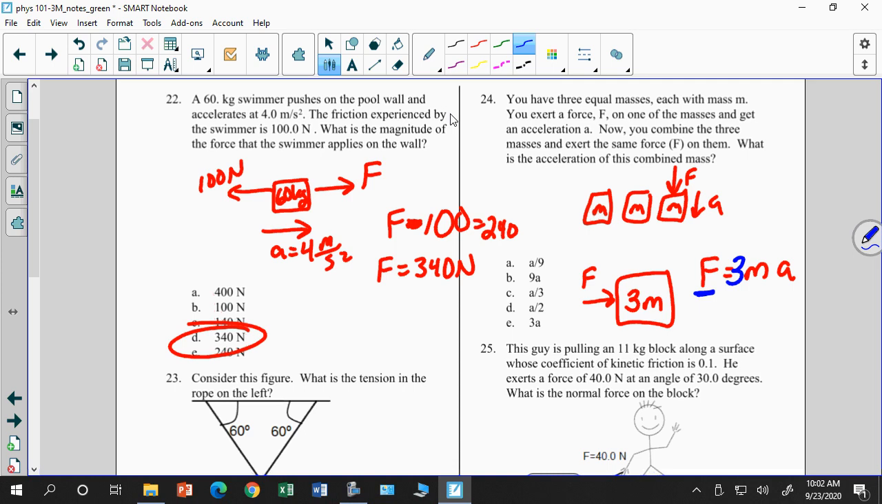It's smaller, right? Like I can thump a fly and it goes flying across the room. I don't know why you'd thump a fly. Or I can thump a car and it doesn't move anywhere, right? Because it has such a bigger mass. So if I increase the mass, that means the acceleration decreases, and it has to decrease by a factor of 3. So the answer here is going to be C, that it's A over 3.